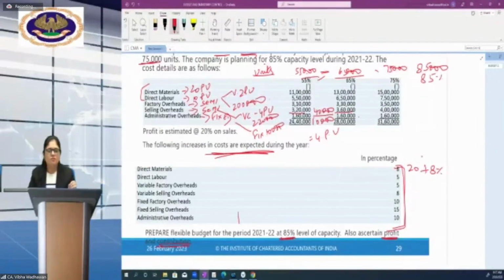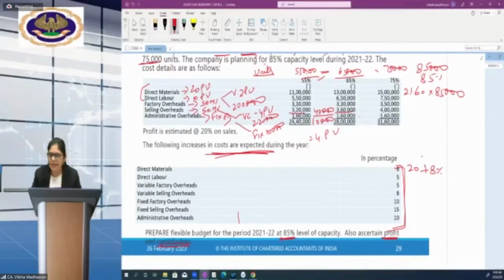Clear? So variable cost was 20 per unit. Increase it by 8%. So 20 plus 8% has to be 21.60 into 85,000. We have to give the escalation also for the material cost. Material cost is expected to rise in the next year. So 20 per unit. So first you have to find the per unit. Then only you will increase it. All right. So 20 per unit plus 8%, 21.60 per unit into 85,000.